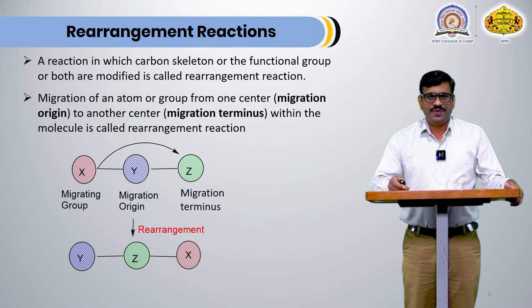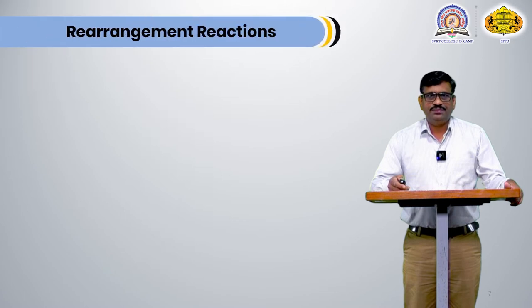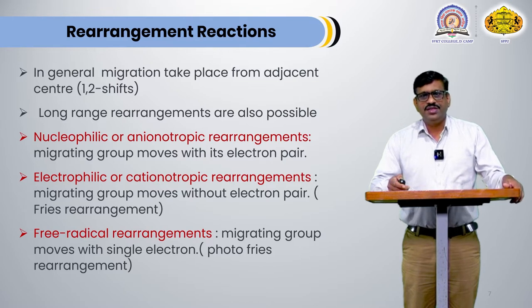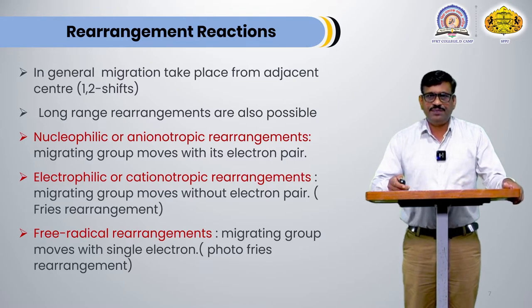Let's see in this diagram. X is the migrating group, Y is the migration origin, and Z is the migration terminus. When X rearranges itself and gets attached to Z, it is called rearrangement. These are some salient features of rearrangement reaction. In general, rearrangement takes place between 1-2 adjacent carbon atoms, that is called 1-2 shift. Long range rearrangements are also possible, that is, 1-3 shift is also possible.